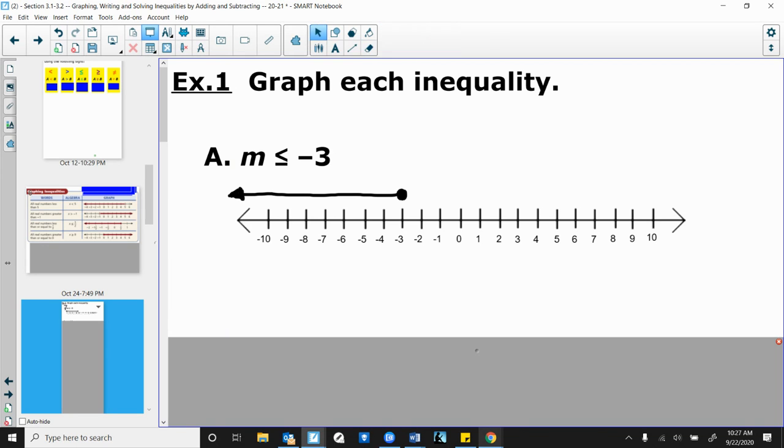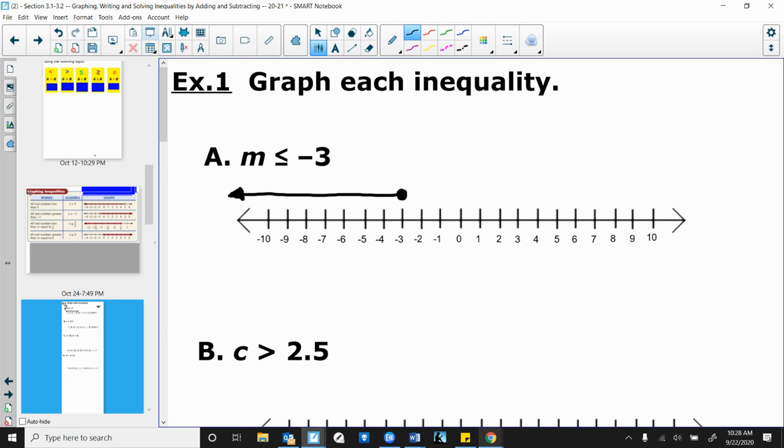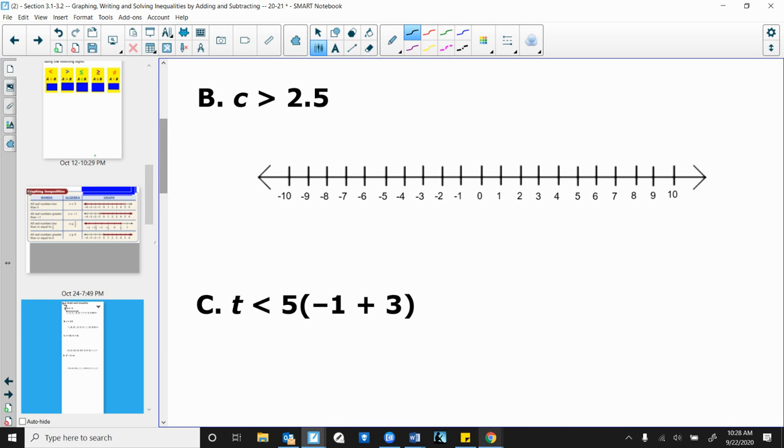Yeah, there's no limit. All right, there we go. So I've got m is less than or equal to -3. Great. Let's try it on. All right, go ahead and do that one.